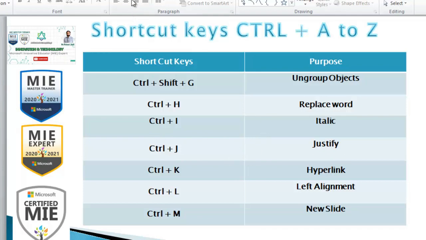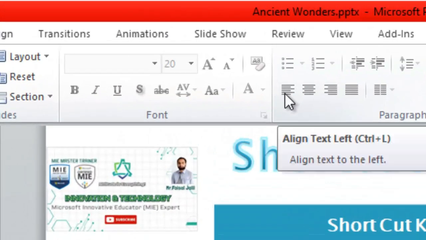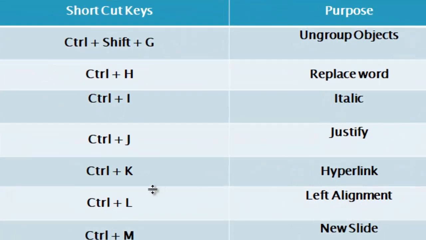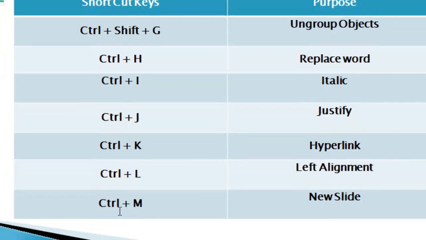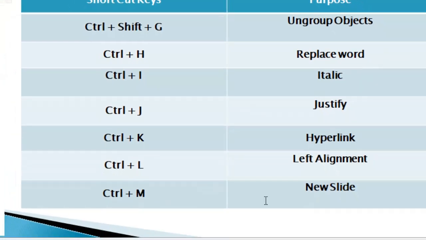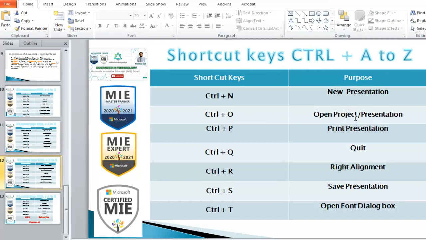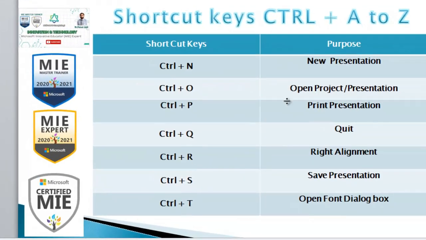These are different alignments over here. Then Ctrl K is used to add hyperlinks, then Ctrl L is for left alignment, Ctrl M will give you a new slide, we will see one by one, and then Ctrl N new presentation, or for already saved objects you can use Ctrl O. You can open any project or presentation.